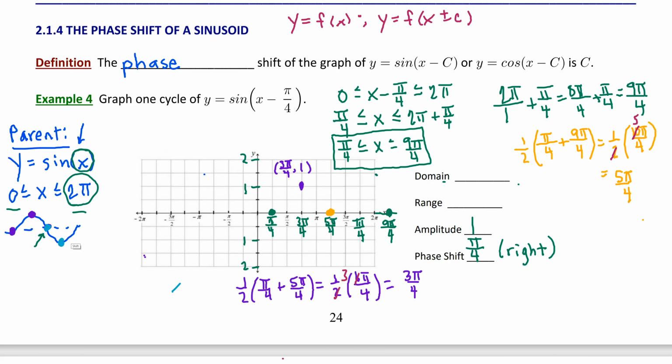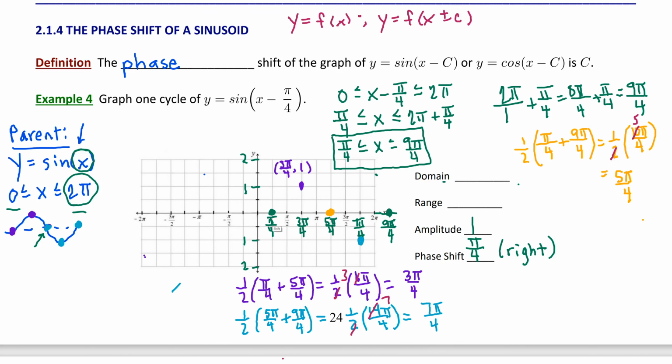Recall that the minimum point occurs halfway between the last two x-intercepts. So I need to find the midpoint between 5 pi over 4 and 9 pi over 4. So I'm going to find 1/2 the sum of 5 pi over 4 and 9 pi over 4. So it looks like we need to evaluate 1/2 times 14 pi over 4, and we can reduce here to obtain 7 pi over 4. So when x is 7 pi over 4, the y value hits the minimum of -1.